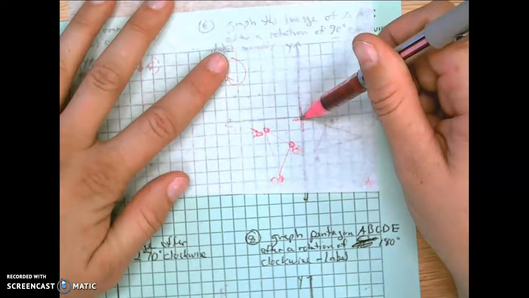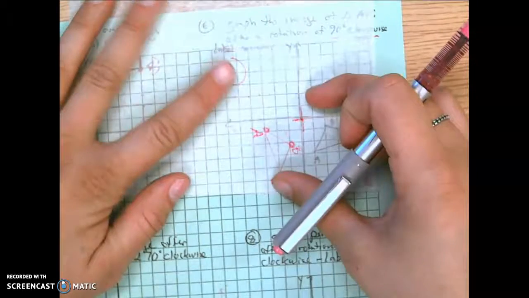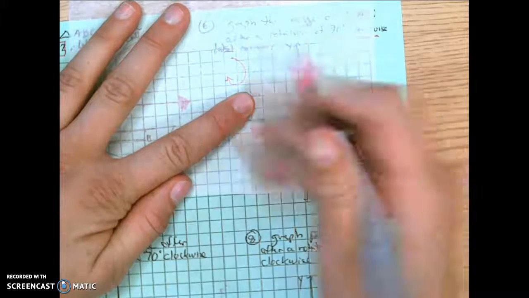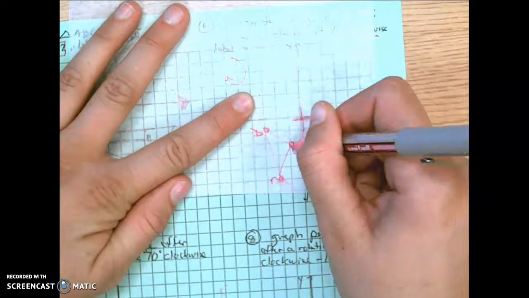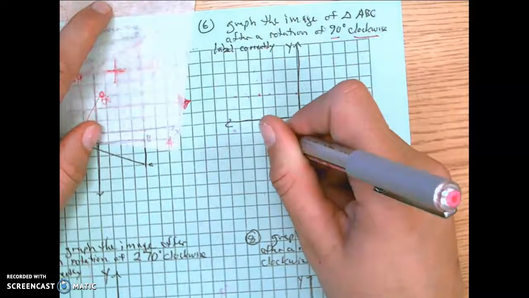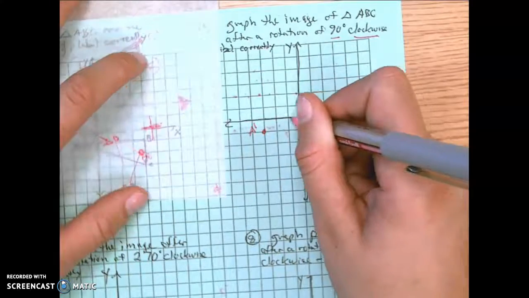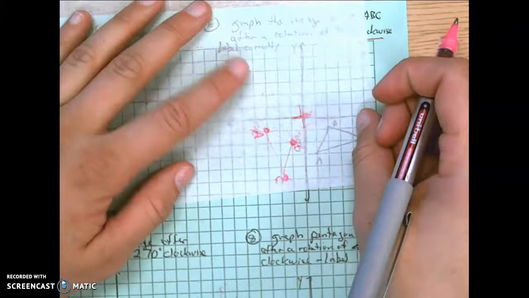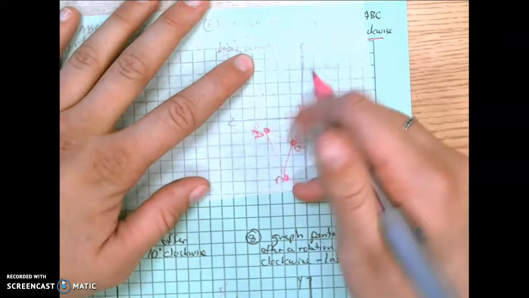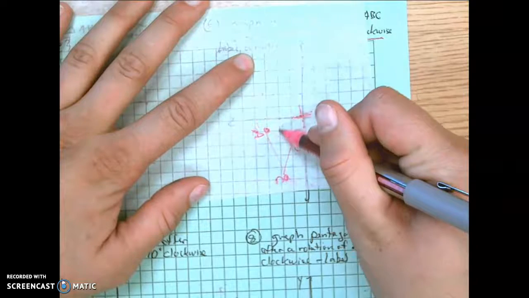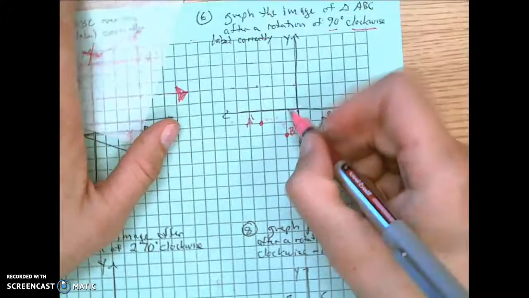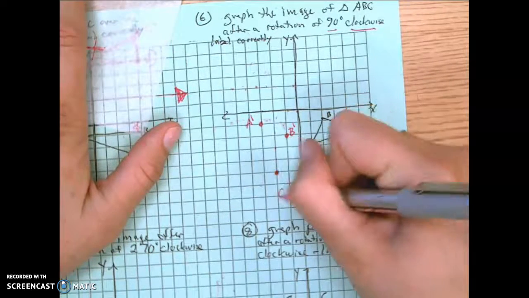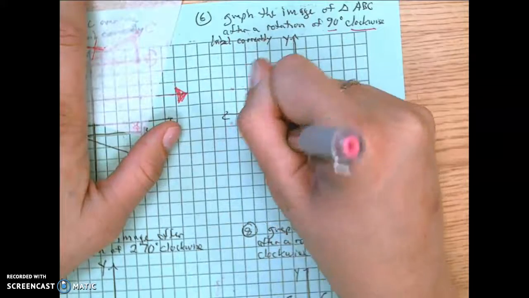And there we are. So it looks like A is at -3, -1, and B is at -1, 2. So -3, -1 is A prime. -1, 2 is going to be B prime. Forgot where C prime is, so I'm going to put this back, line it up. Looks like C is going to be at 2, -2. Perfect. And voila, we are done with that one.